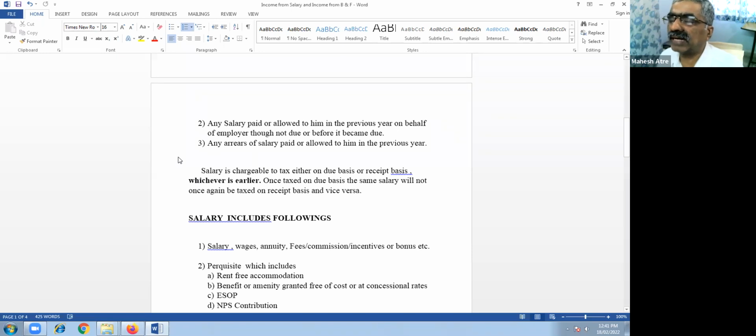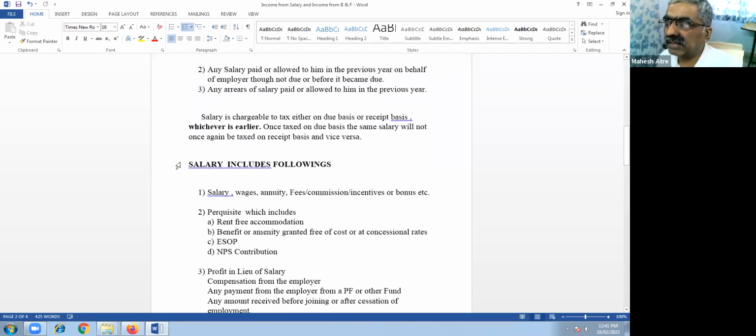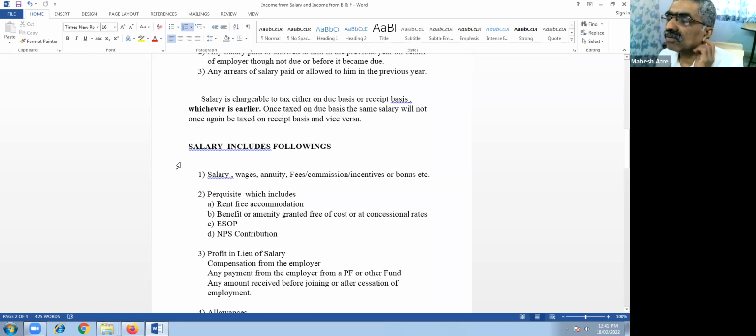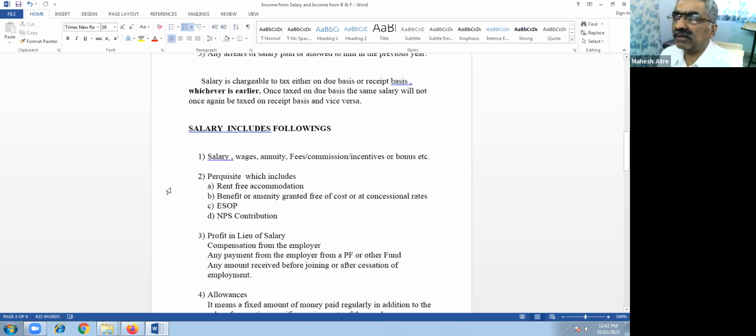Now, students, please note that once it is income from salary, now we are going to ask the types of salary. There are a number of things included in the word salary. It doesn't mean only the basic salary. Salary includes salary, wages, annuity, fees, commission, incentives, or bonus, etc. So what is meant by salary? Salary may be a basic salary. Salary may be wages. Salary may be annuity. Salary may be fees, commission, or incentive, or bonus.